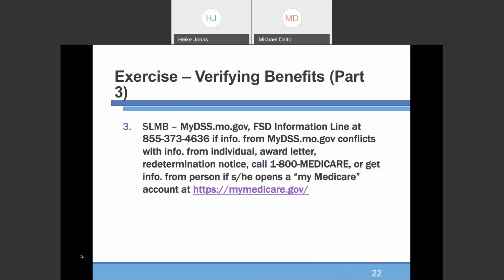For SLMB, go to mydss.mo.gov or the FSD information line, particularly if the information from mydss.mo.gov does not match information you've gotten from other sources, like the individual or award letters. You can use an award letter, a redetermination notice, call 1-800-MEDICARE, or use the information from a My Medicare account as well.